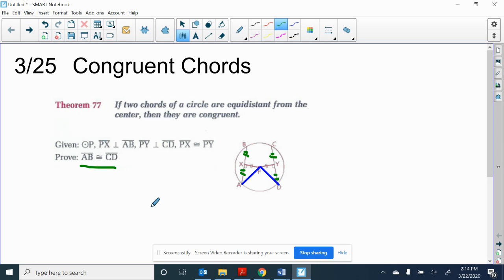Okay, so again, just to summarize, we draw in the radii. That's your hint. We get the two triangles by hypotenuse leg, these segments by CPCTC, and if the halves are congruent, the wholes are congruent. So if I know that two chords are the same distance away from the center, they have to be congruent to each other. That's theorem 77.